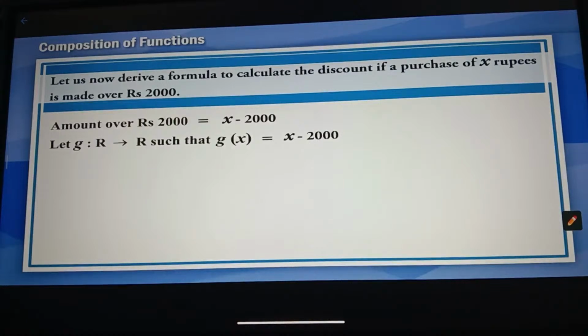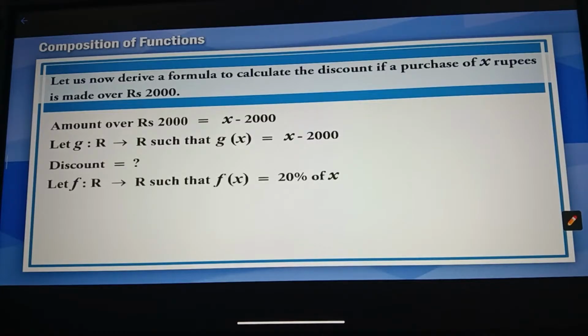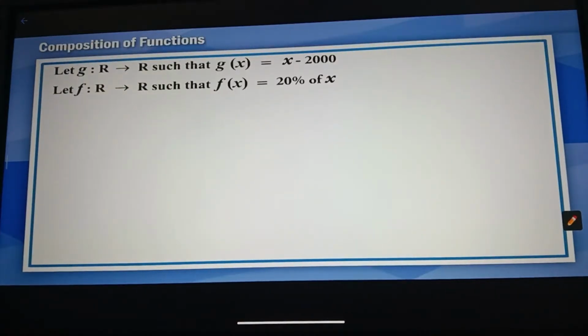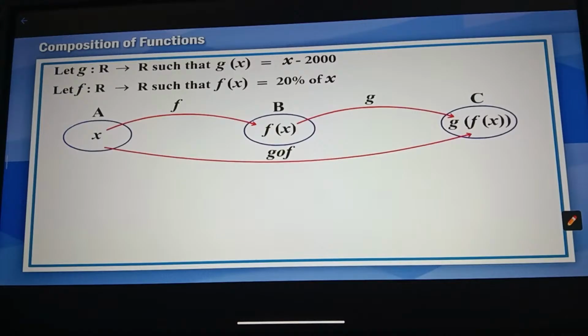And then, in the second step, we have to find the discount. Let us define a function f from R to R by f of x is equal to 20% of x. This function will help to find the discount that a customer gets on the amount exceeding 2000 rupees. By combining functions f and g, the discount on a purchase of over 2000 rupees can be calculated.